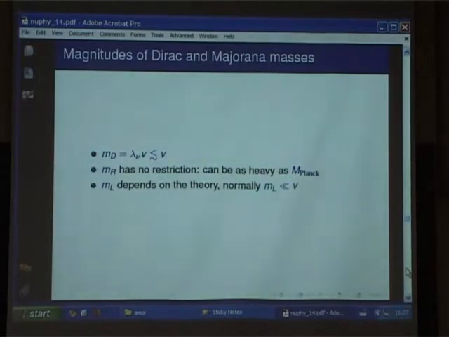So till now we saw three kinds of mass terms for neutrinos. We saw you can have a Dirac mass term. The Dirac mass term looks like lambda_nu times V. So how much can it be? You know what V is? V is 246 GeV. And we don't want coupling constants to be more than 1. So therefore, the M_D term should be less than 200 GeV.